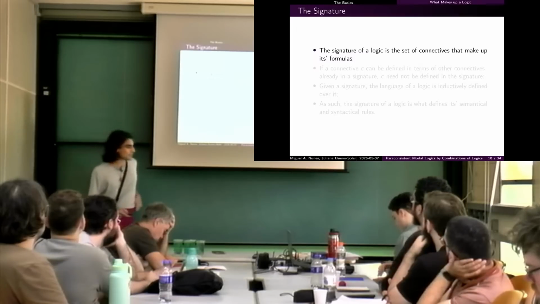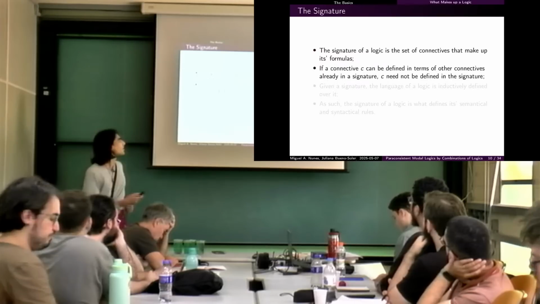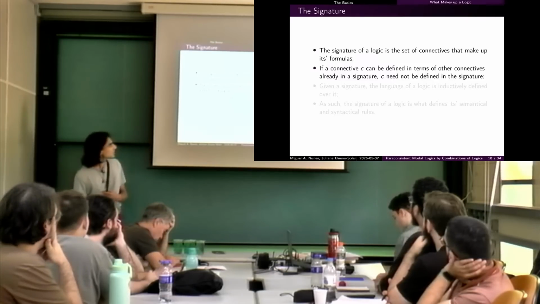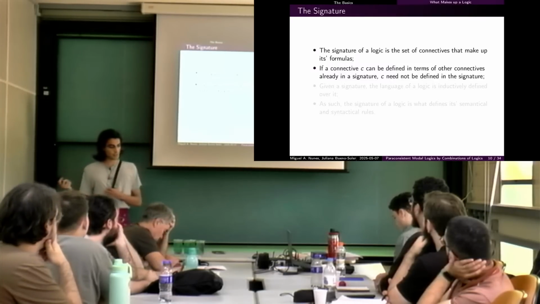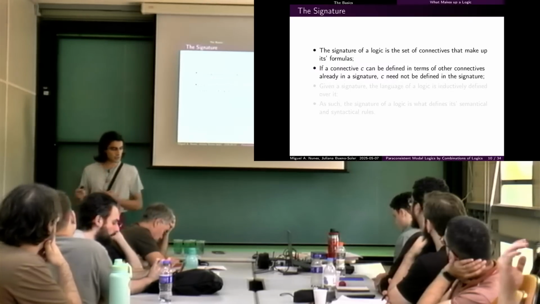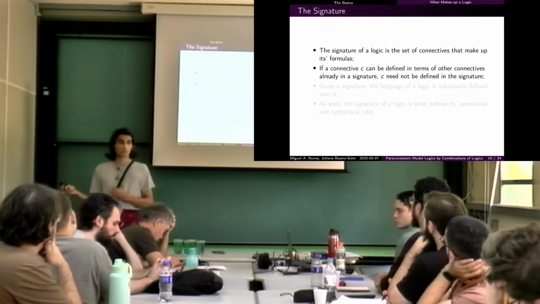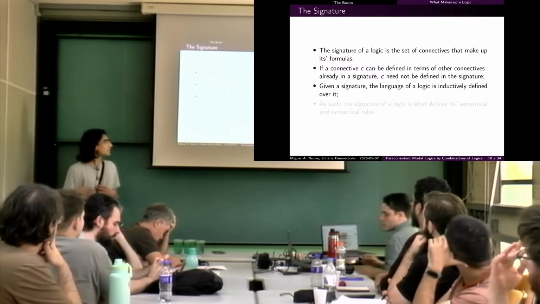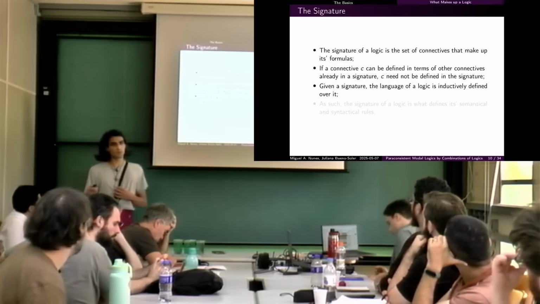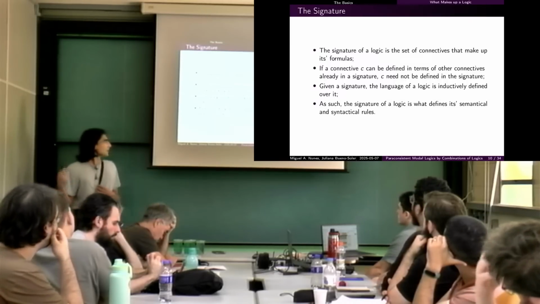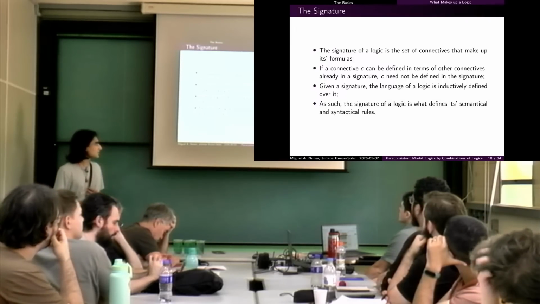So, the signature of a logic is a set of symbols that represent the connectives of that logic. If a connective can be defined by means of other connectives in that signature, then it need not be present in the signature. By that I mean, for example, if you have both negation and conjunction in your signature, you don't need a disjunction, because disjunction can be defined by means of negation and conjunction. The language of a logic is inductively defined over the signature in the usual way, and the signature defines the semantical and syntactical roles of a logic.